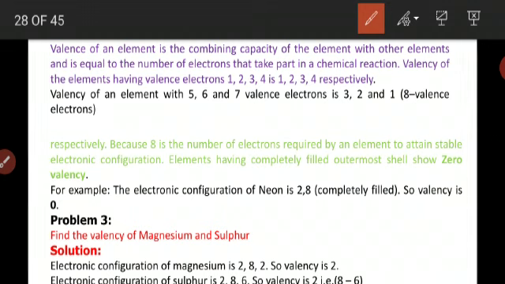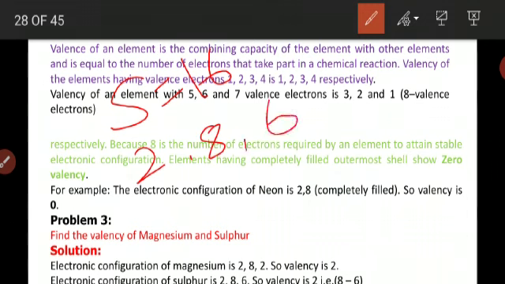Next, what about sulfur? Sulfur also we have to take now. What is the atomic number of sulfur? 16, right? How can we write the electronic configuration? 2, 8, 6. Now, what is the valency?